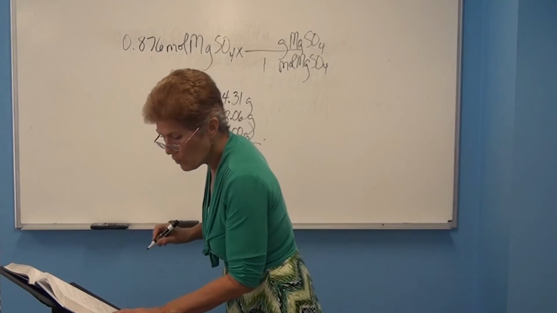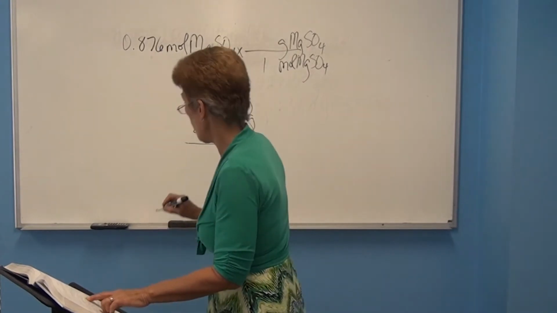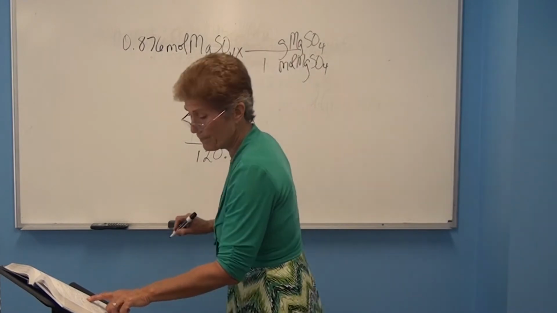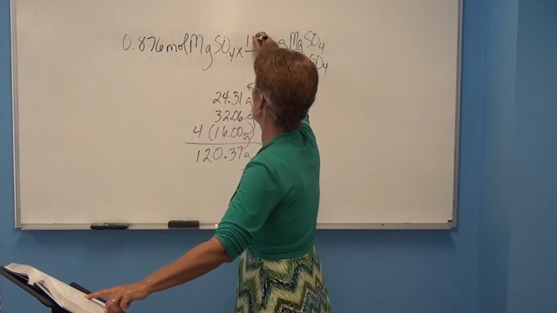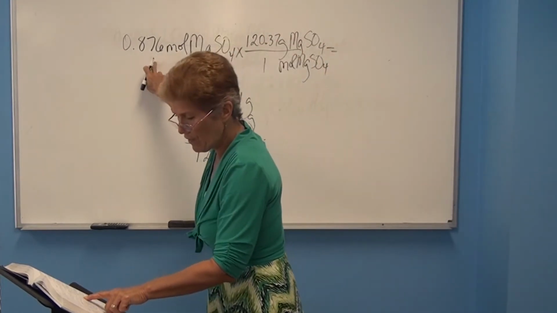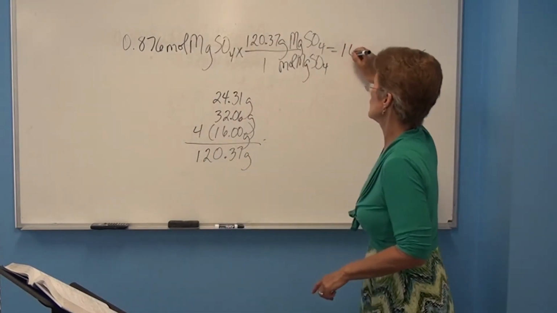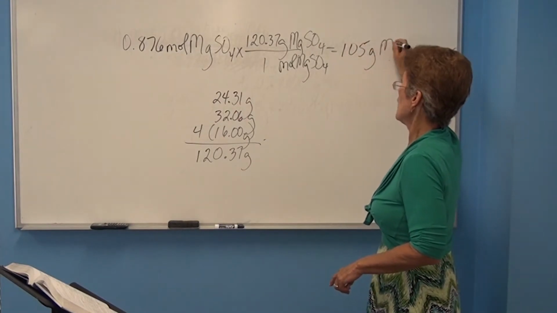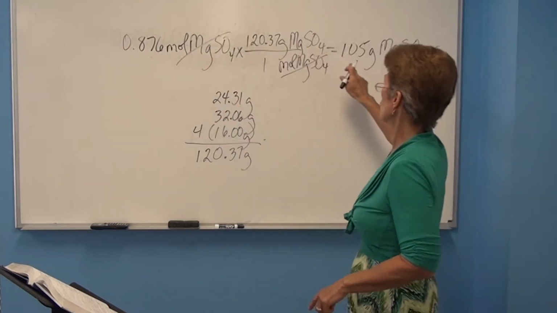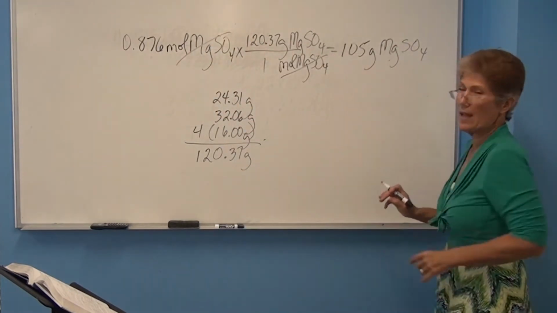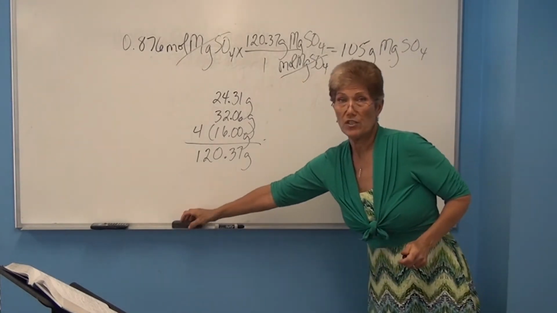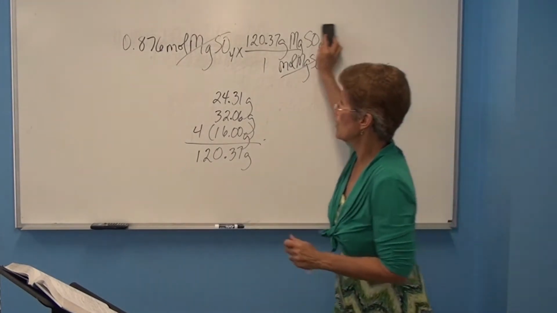And so when you do all that, you end up with 120.37 grams. Here we go. So we're going to put that up here, 120.37 grams. We have 3 significant figures to start with, so our answer has to be in 3 significant figures. And so we're going to get rid of these, just multiply across, take 3 significant figures, and that gives you your mass of magnesium sulfate. This is very important information. We're going to be using this in some very practical ways.